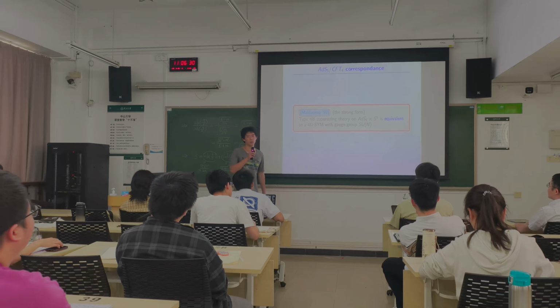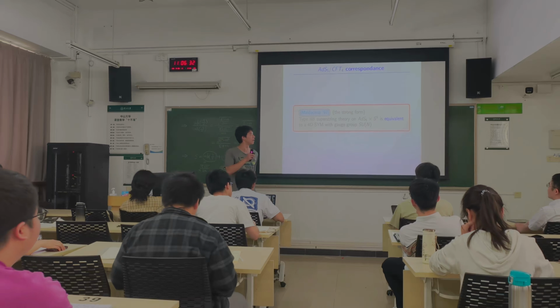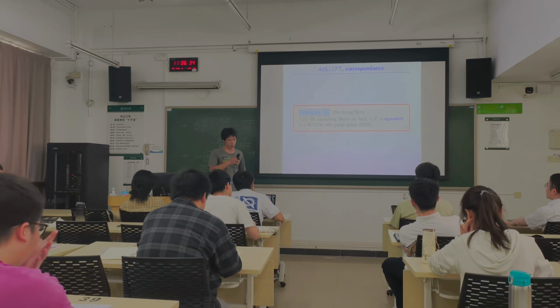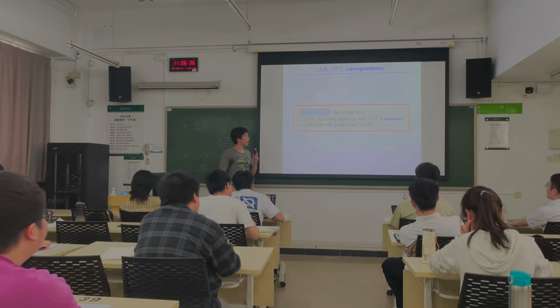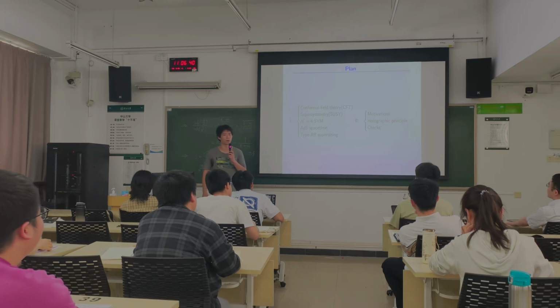What is actually type IIB superstring? What is super Yang-Mills? What is AdS5? Given that, I'll make it my mission to explain these in the following parts of my talk.